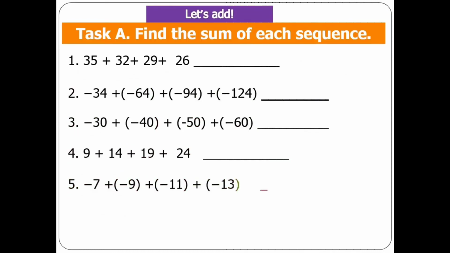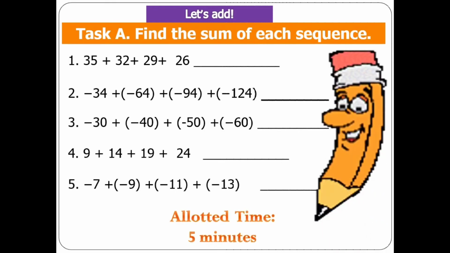Now, it's your turn. Find the sum of each sequence. Number 1, 35 plus 32 plus 29 plus 26. Number 2, negative 34 plus negative 64 plus negative 94 plus negative 124. Number 3, negative 30 plus negative 40 plus negative 50 plus negative 60. Number 4, 9 plus 14 plus 19 plus 24, and the last number is negative 7 plus negative 9 plus negative 11 plus negative 13. You have 5 minutes to answer this.